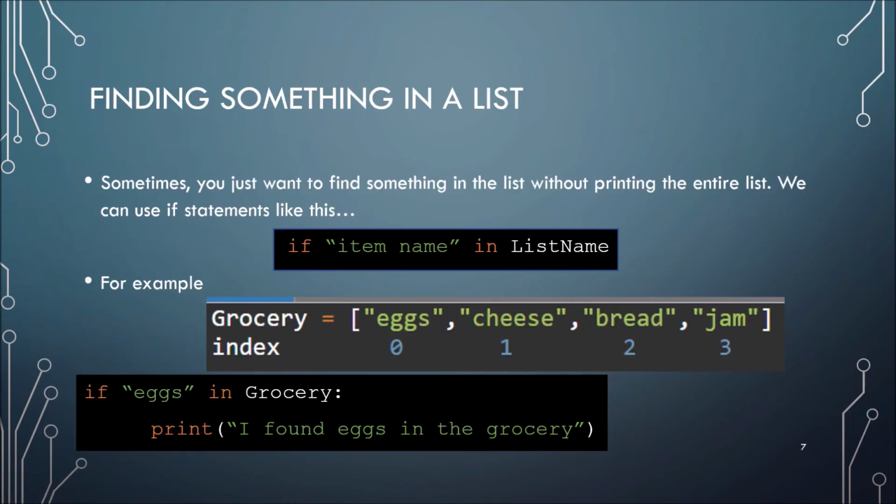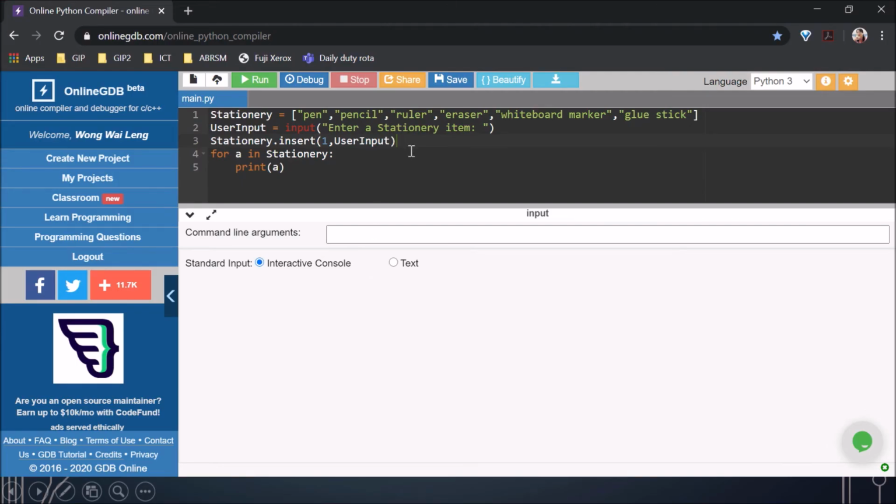Now, another fun thing about lists is that we can search for a specific item without printing out the list. So in this case, we could use the if function. So if eggs in grocery, we could say, I found the eggs in the grocery. If not, you could do something else. So there is an if-else statement that you can make use of with your list name. So let's give this a try in our program.